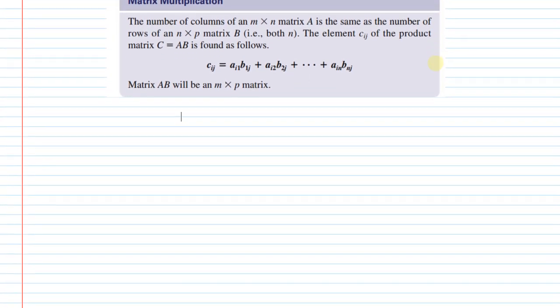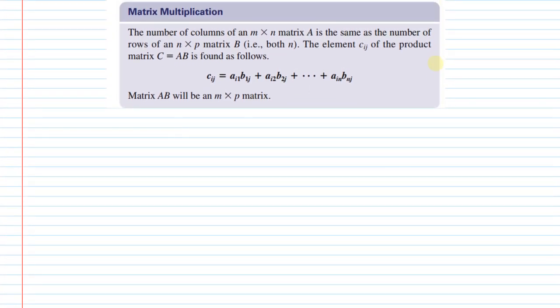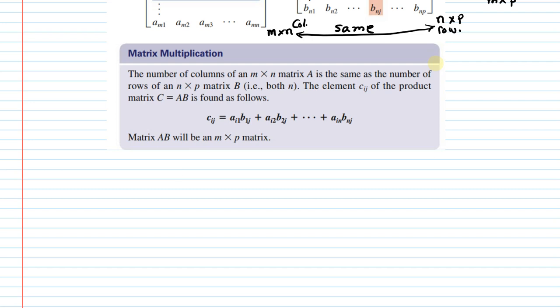Now let's take a look at one example here. When it comes to matrix multiplication, by the way, matrix multiplication is not commutative.